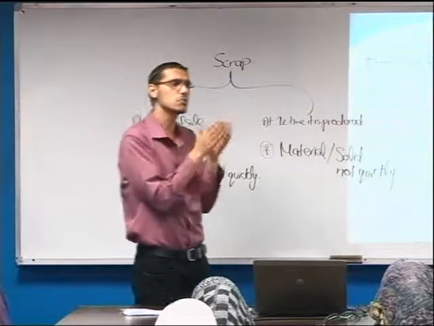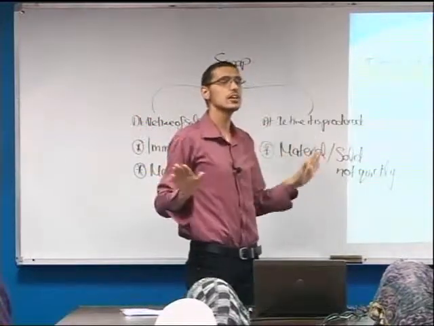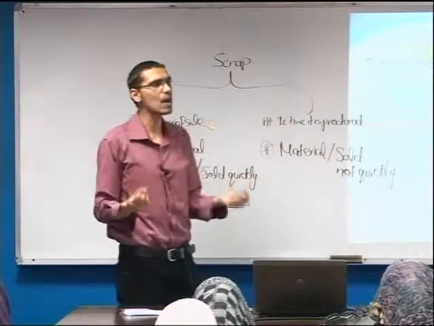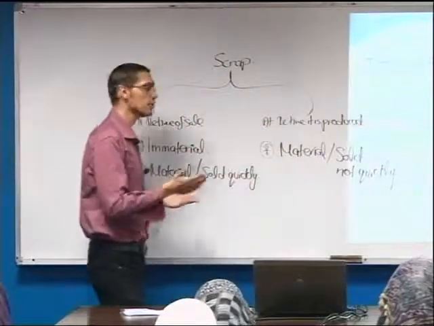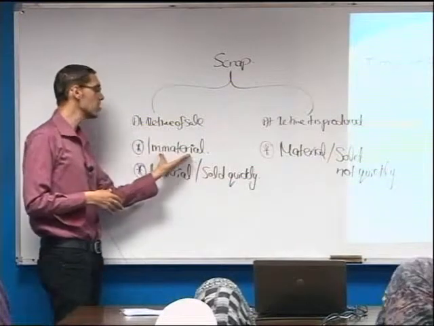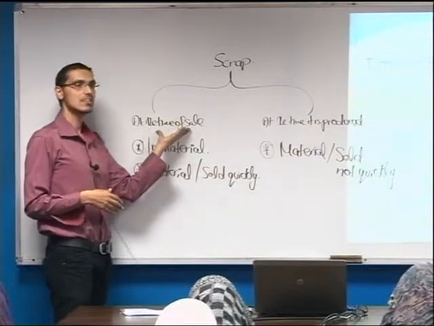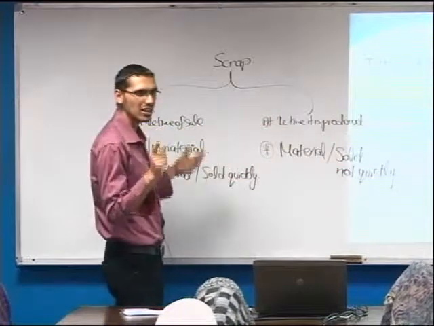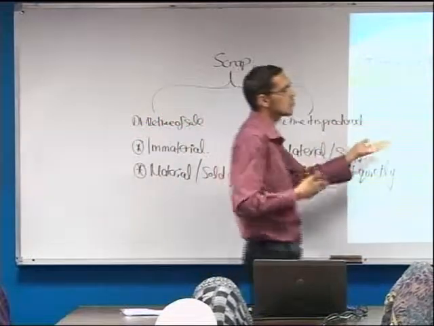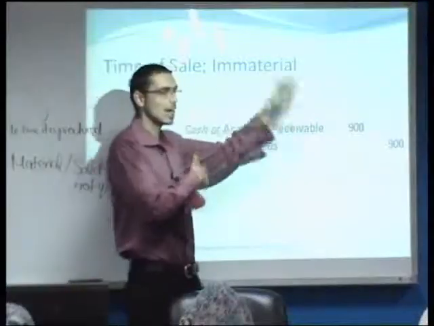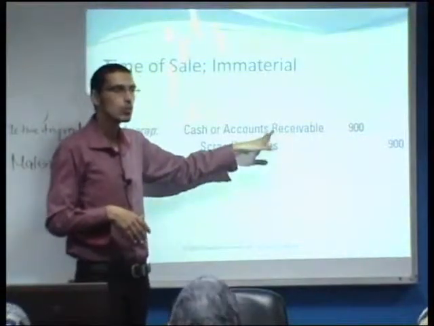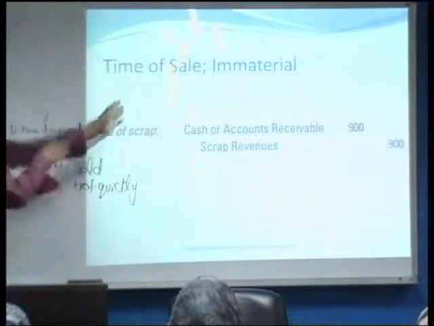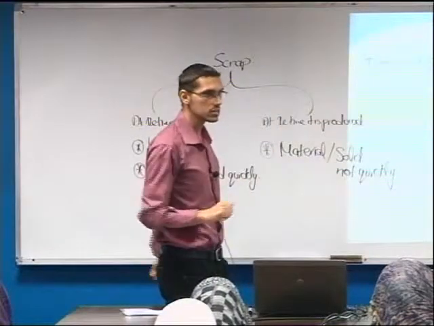But from an accounting perspective, we do not consider the amount of this scrap unless we have sold it to the final customer. Therefore, if it is immaterial, we are going to use the sales method. We are going to recognize only at the time of sale. Therefore, as we can see here, the cash or the accounts receivable will be debited, and of course the sales revenue will be credited by the same amount, which is the realizable value for this scrap.